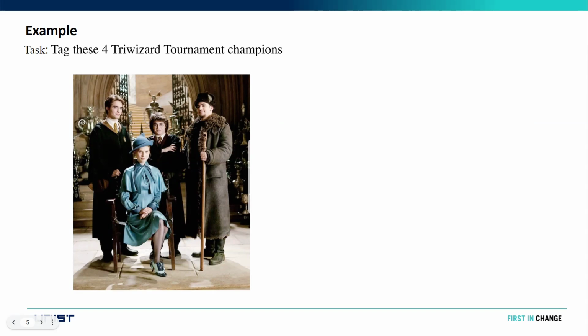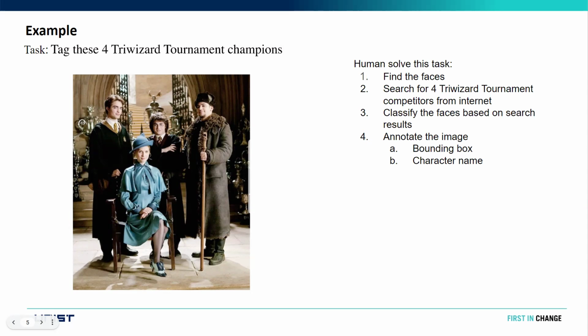So here is an example of this system. Say we have a task like: tag the Charizard tournament champion. The way that a human does it is, first you find the faces in the image, then search the internet with a keyword like Charizard tournament champions. Then we classify the faces based on our search result, and then we annotate using bounding boxes and denote them with the character names.